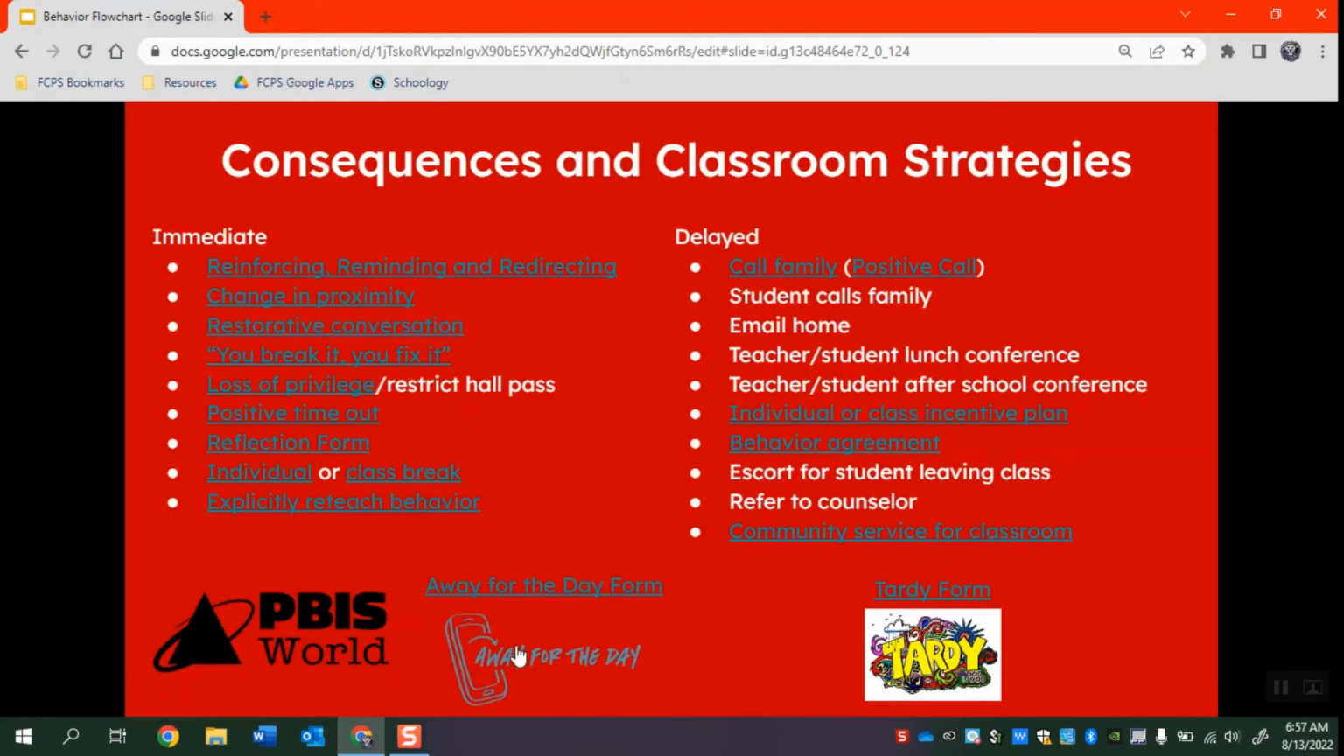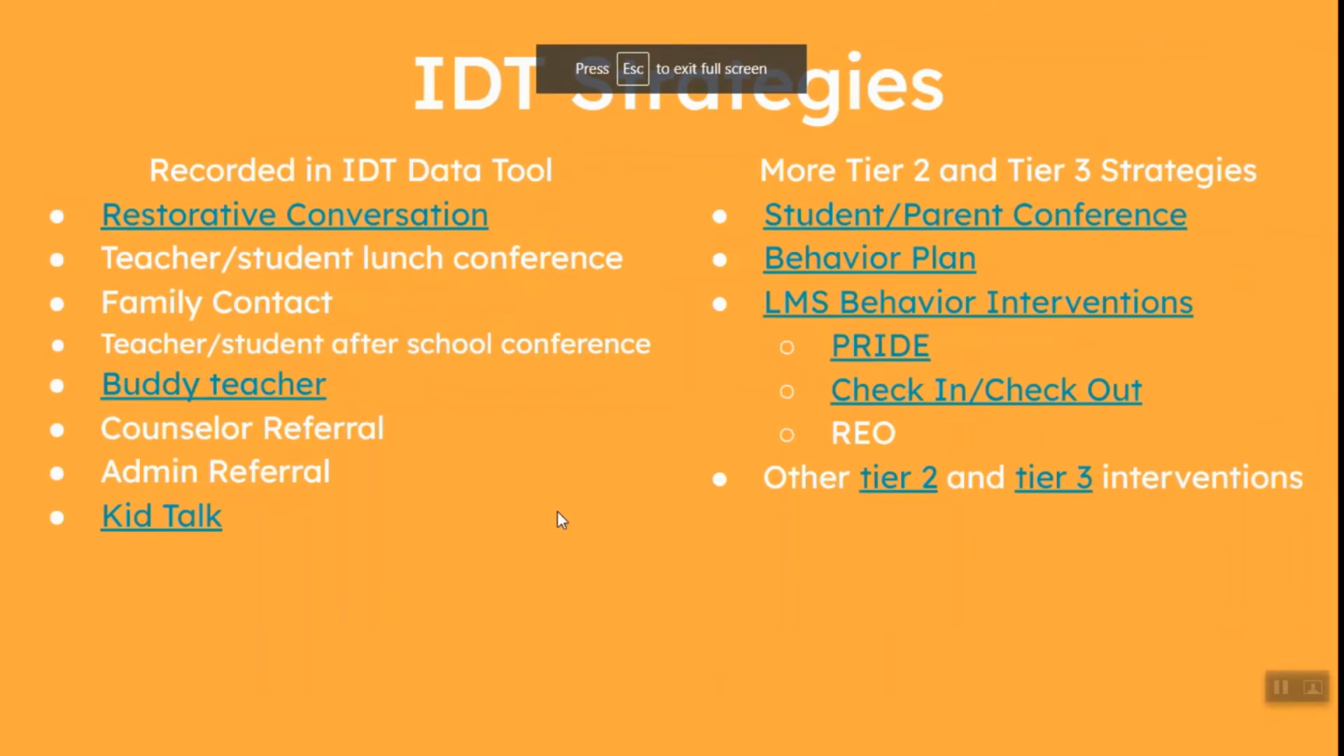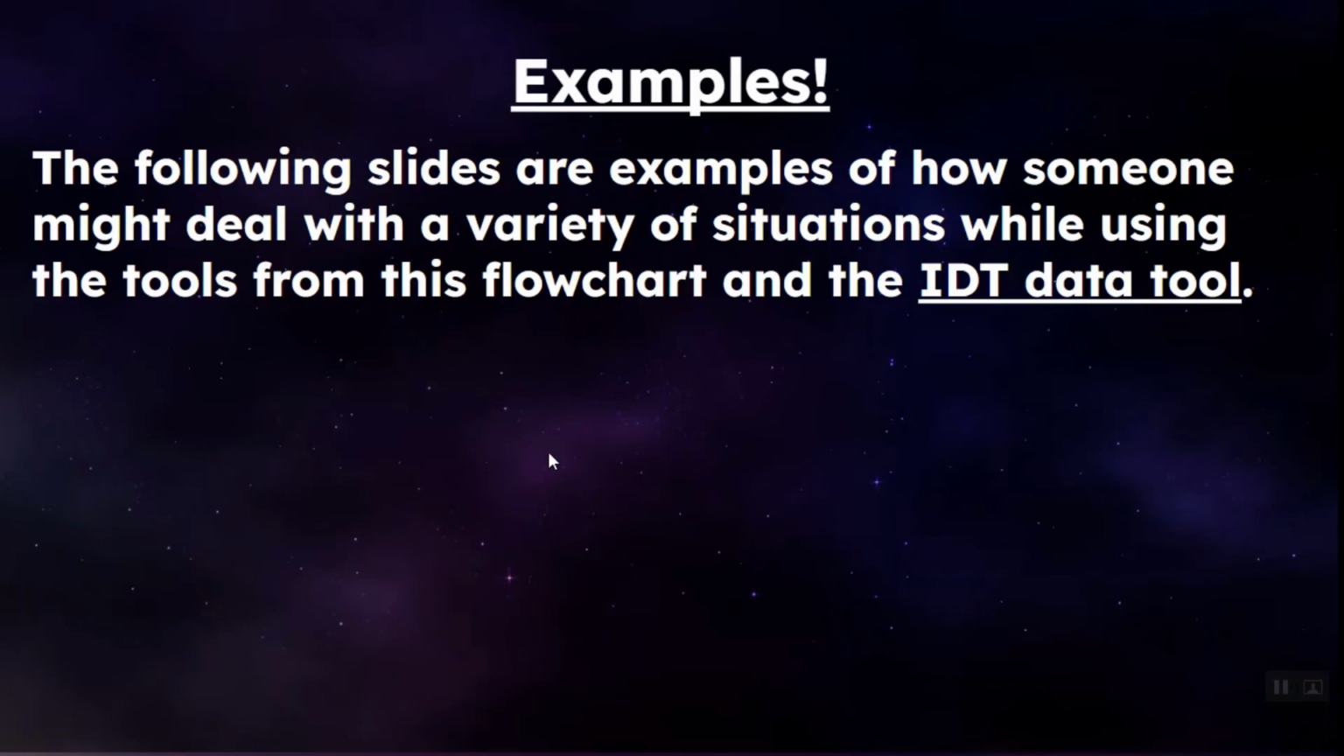So some of these links are specific to Liberty, like the away for the day form and the tardy form. Some of them are more just general on how to implement that in your classroom. Similar kind of thing here. You can look through these on your own. I don't think I need to go through these each. The teacher-student lunch conferences and after-school conferences are going to be managed by the IDTs. So those are all the tools that you're provided.